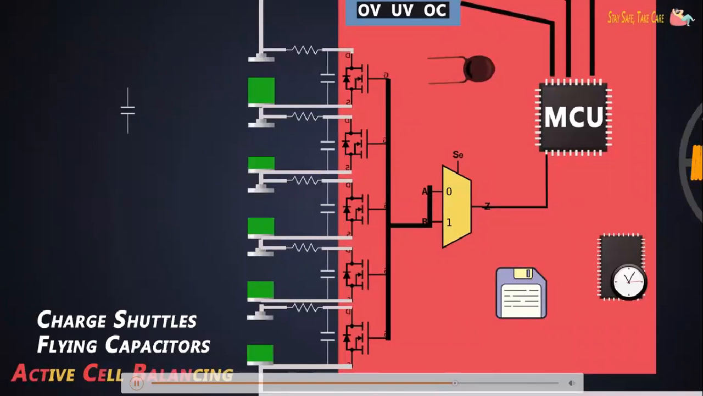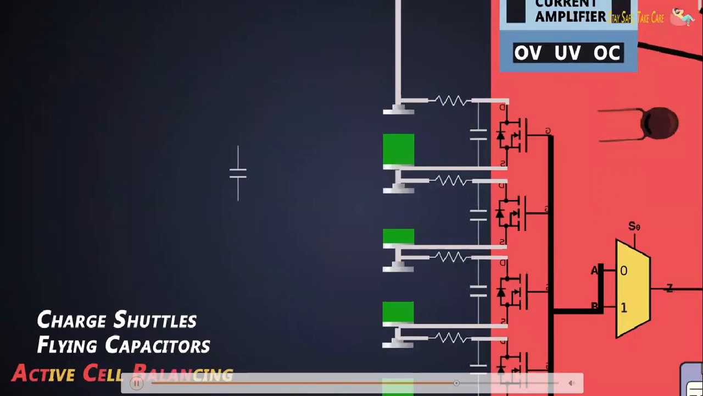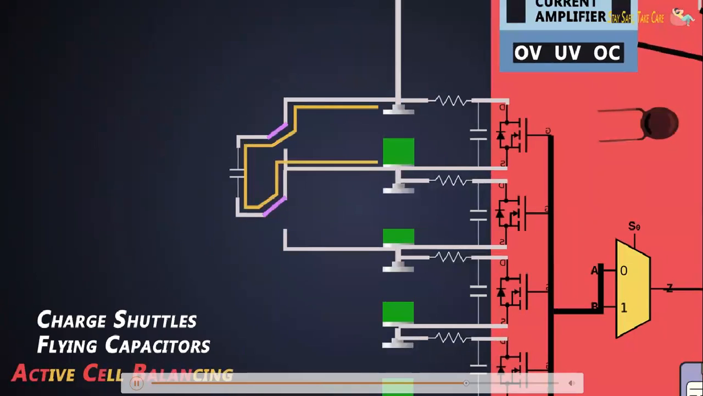The charge shuttle or flying capacitor is the most commonly used method. In this, capacitors are used to transfer the charge from a high voltage cell to a low voltage cell. The capacitor is connected through SPDT switches. Initially, the switch connects the capacitor to the cell which has high voltage, and once the capacitor is charged, the switch connects it to the cell which has lower voltage and the charge is transferred to that cell. These capacitors are called flying capacitors.